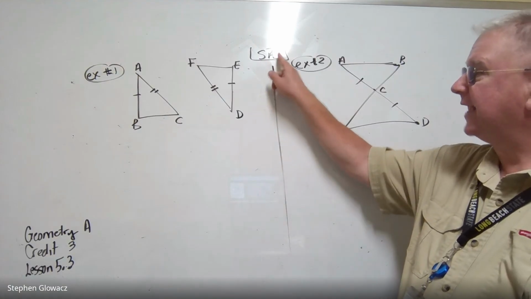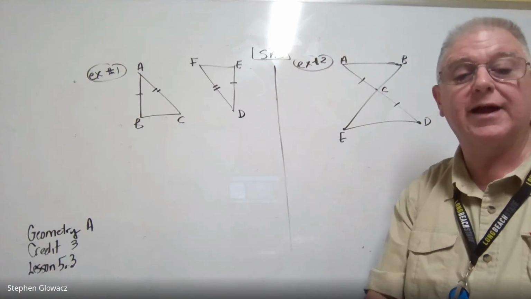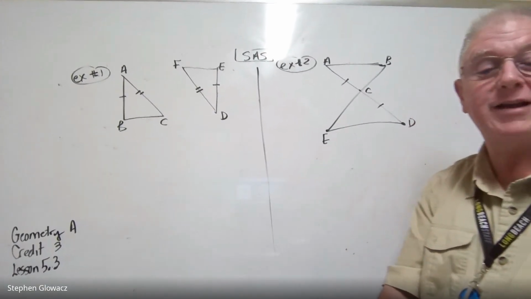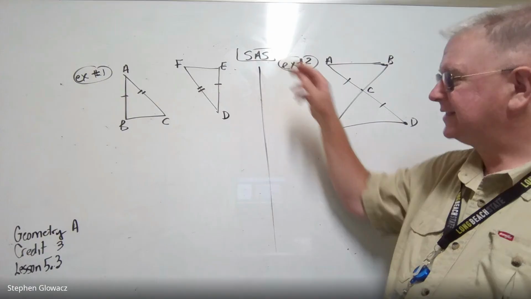I'm not sure if you can see that with the glare. Let's see if we can. It's a little hard to see that, but at any rate, SAS represents side angle side.